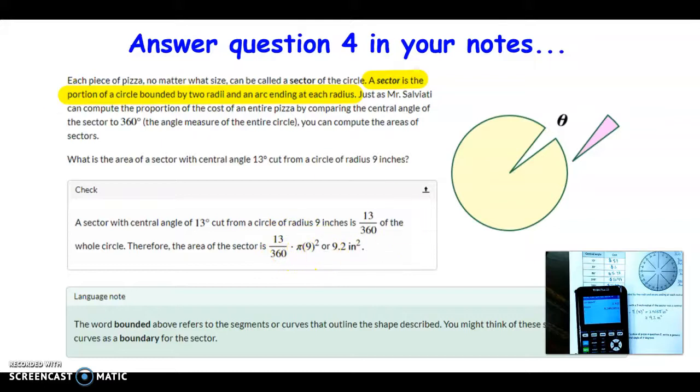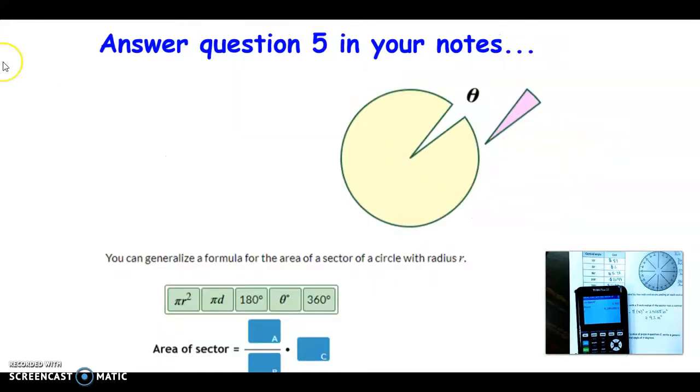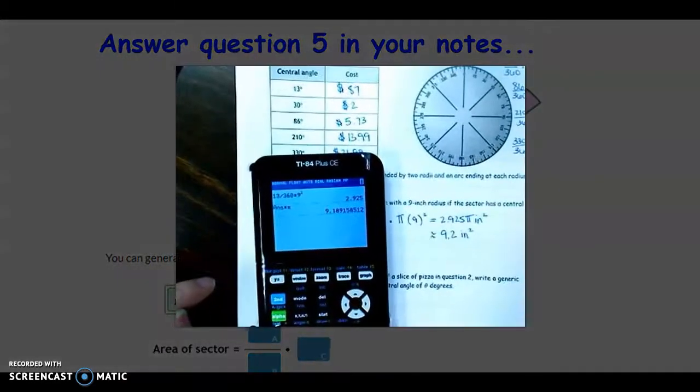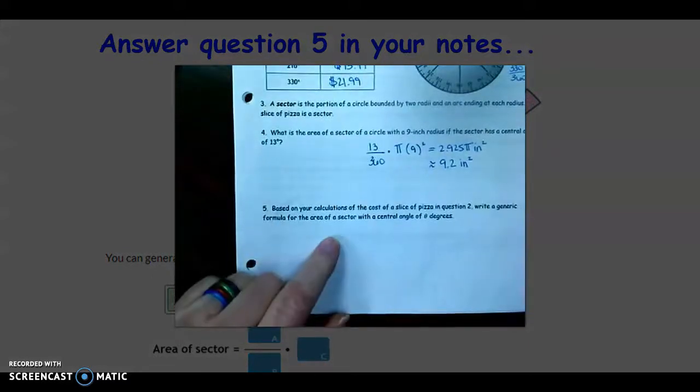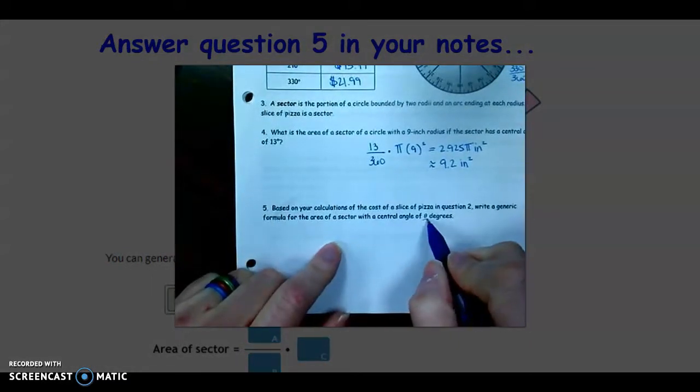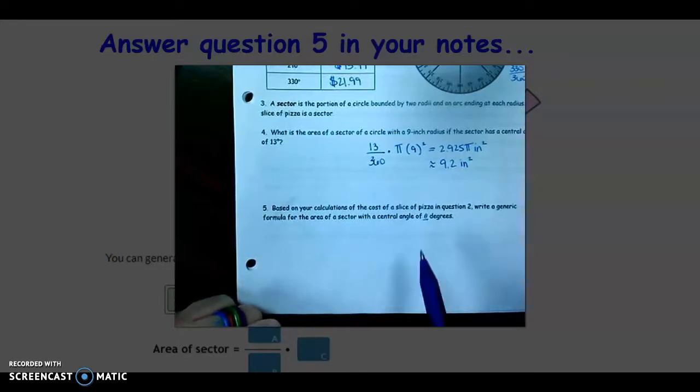That's what the area of the sector is. So we can generalize the formula for finding the area of a sector, which is question 5 on your notes. And we're using the Greek symbol theta for the number of degrees for that central angle.